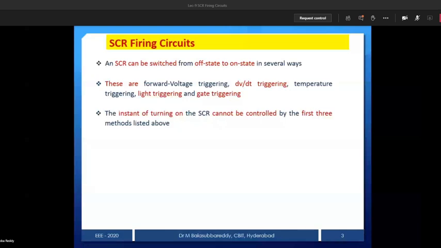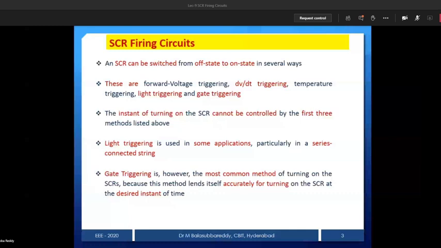In light triggering, as I told you, there are some applications like series connected SCRs, and gate triggering is the most common method. It is very reliable and highly efficient. That is the reason we use only gate triggering methods.